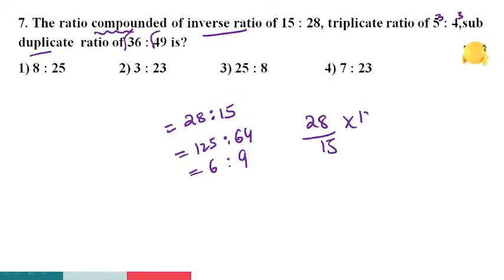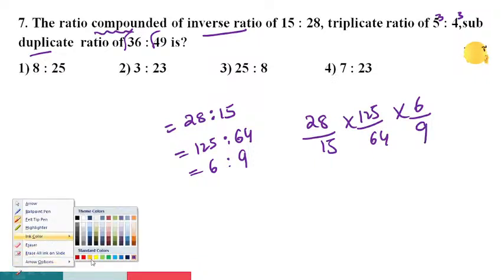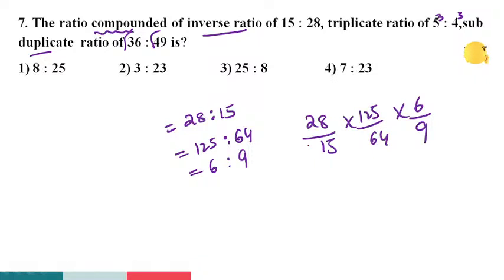28/15 into 125/64 into 6/9. 6/9, okay, right, let me calculate guys. Any cancellation? 5 threes are 5 threes are 5 twos are, and 5 fives are 25. Okay, any cancellations?